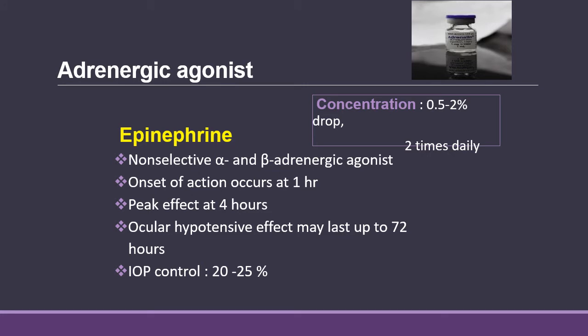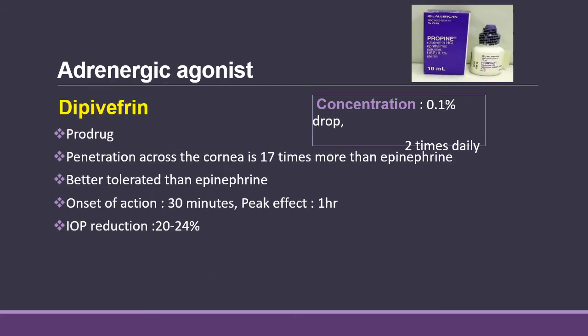First is epinephrine. The concentration used is 0.5% to 2% drops twice daily. It is non-selective, acting on alpha and beta both. Onset is at 1 hour, peak effect occurs at 4 hours, and the ocular hypotensive effect lasts for 72 hours, and it controls IOP with a 20 to 25% decrease in the IOP.